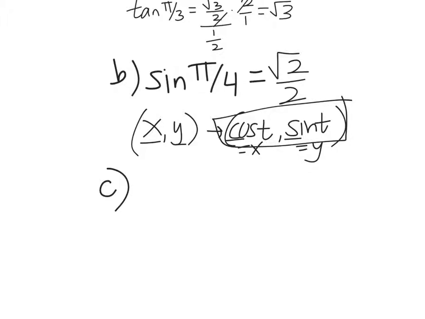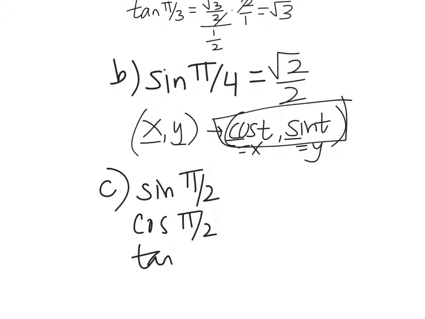Okay, let's do one of the points that is at one of our right angles. So let's evaluate the sine of pi over 2, the cosine of pi over 2, and the tangent of pi over 2. Now you did these last night in your homework, and they were a little tricky. Well, now they're going to be so much better because the unit circle is going to make sense to you.